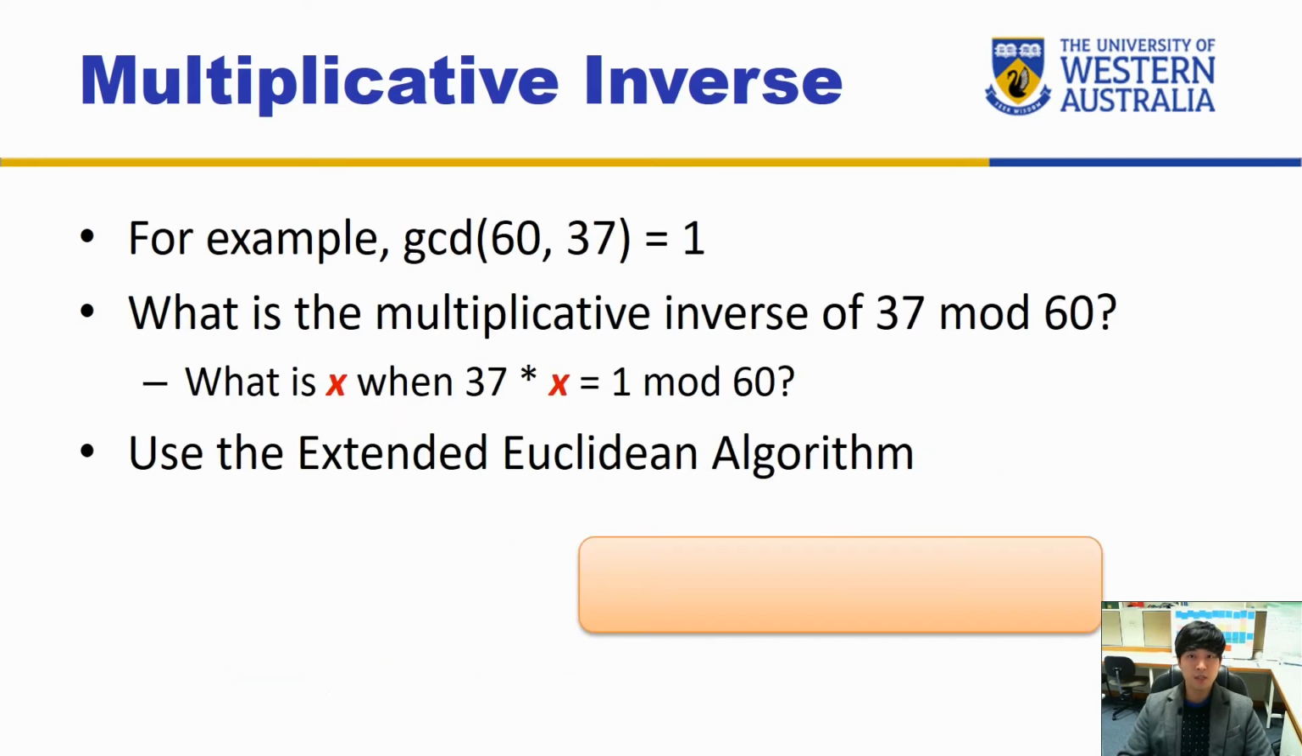Let's have a look at an example. GCD of 60 and 37 equals 1. What is the multiplicative inverse of 37 mod 60? If I rephrase the question, what is x when 37 times x is equivalent to 1 mod 60? If you remember our extended Euclidean algorithm, we can use that to calculate this. Your exercise is to calculate x. You can pause the video here and calculate.